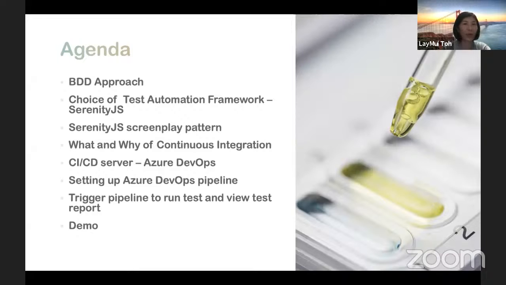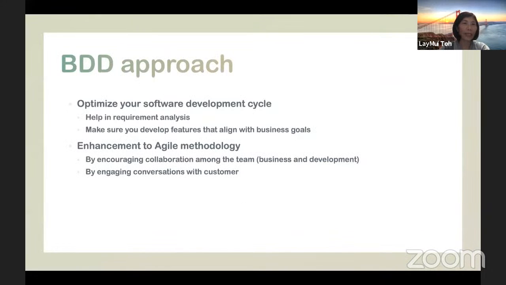So the agenda is the BDD approach, choice of test automation framework, Serenity JS, then the Screenplay pattern, what is continuous integration and why we do continuous integration, and the CI/CD server. In this case, I choose Azure DevOps because it is free and it is actually also linked to the cloud services. Then setting up the Azure DevOps pipeline, triggering the pipeline to run the test and to view the test report, and then the demo.